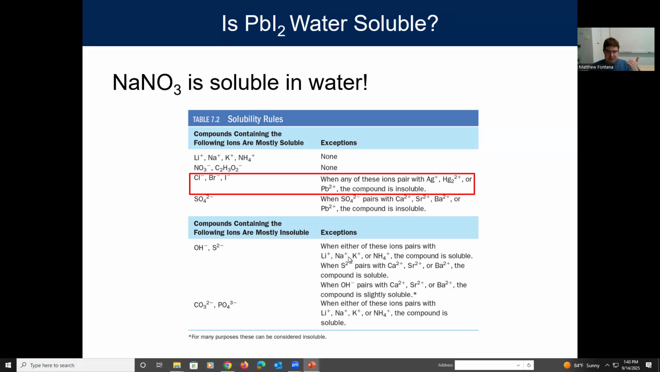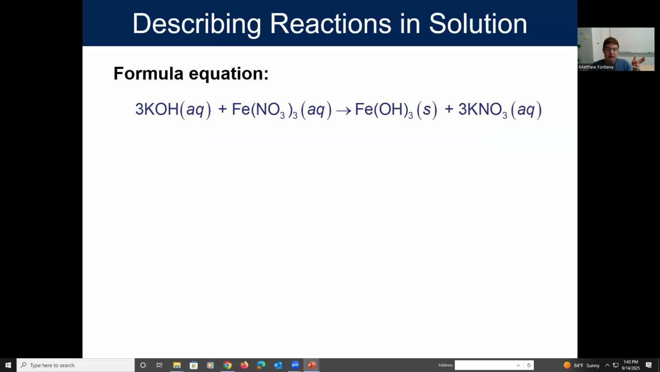So therefore, it's not going to be soluble, which means anything with iron hydroxide is going to be insoluble in water. We have hydroxide here, and the iron does not show up as an exception. And so therefore our ionic compound is insoluble in water. That's what we have here, written as iron hydroxide in the solid state. So that's the formula equation.